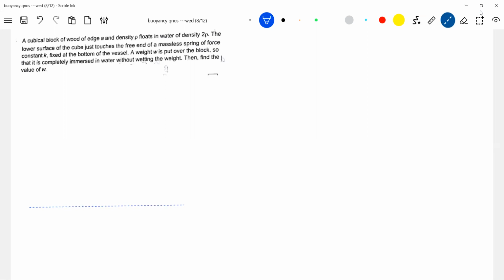A cube of edge A and density rho floats in water of density 2 rho. How much of the cube will be immersed in water? Any idea? Because he has given the density. I think half of it will be immersed in water. How can we say half? Look at the density of them.